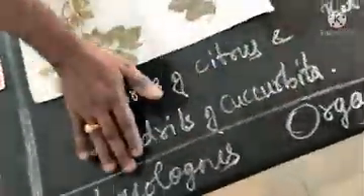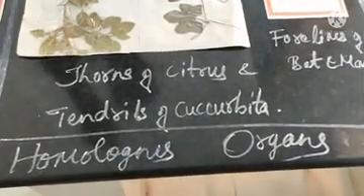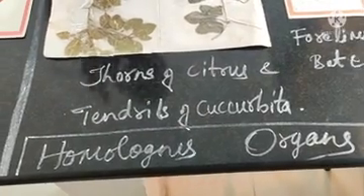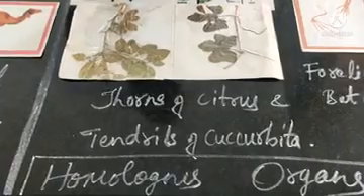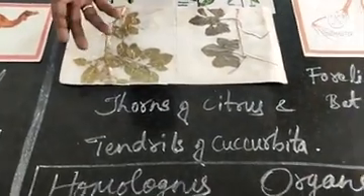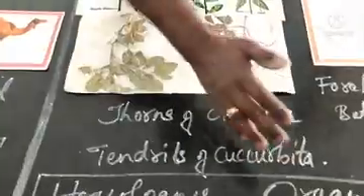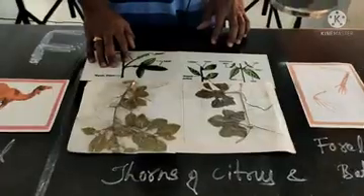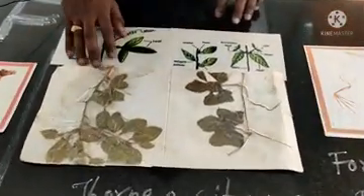Then homologous organs. What are homologous organs? Origin is the same, but the structure is different. Because of the structural difference, they perform different functions. They are called homologous organs. Here, the origin is the same, while structure and functions are different.